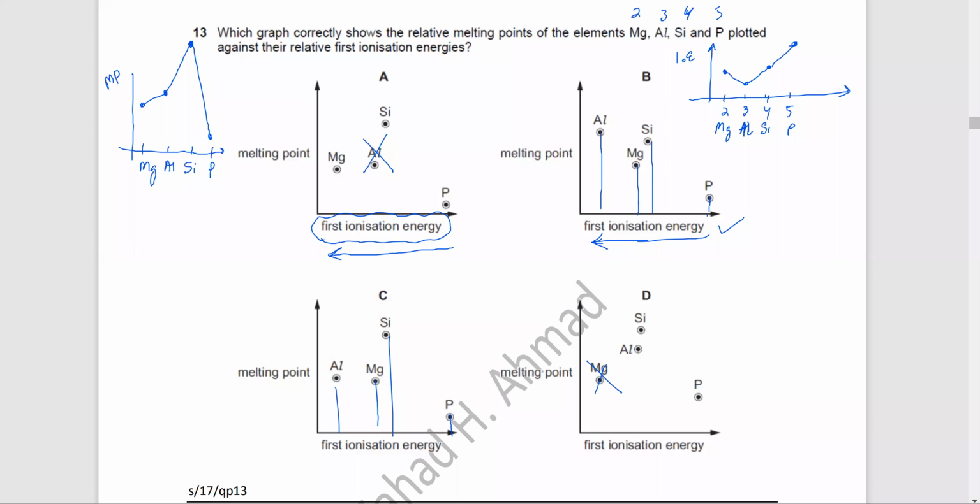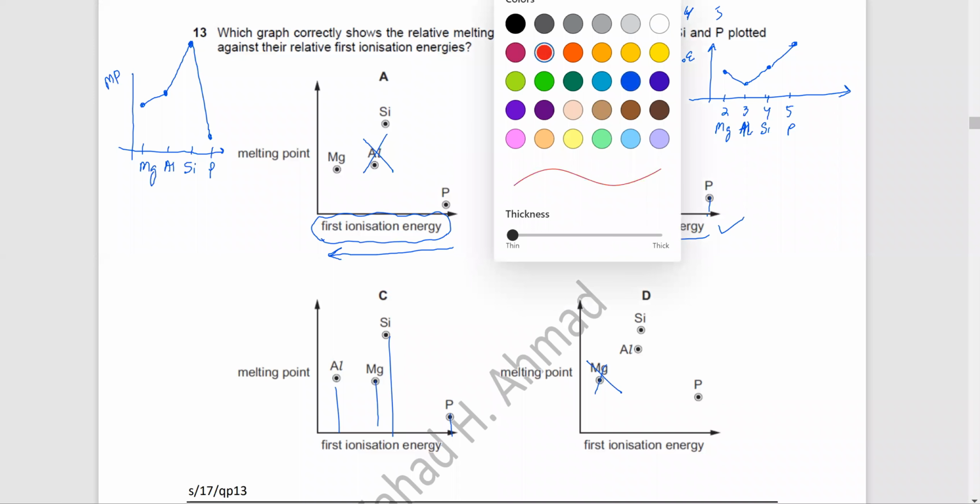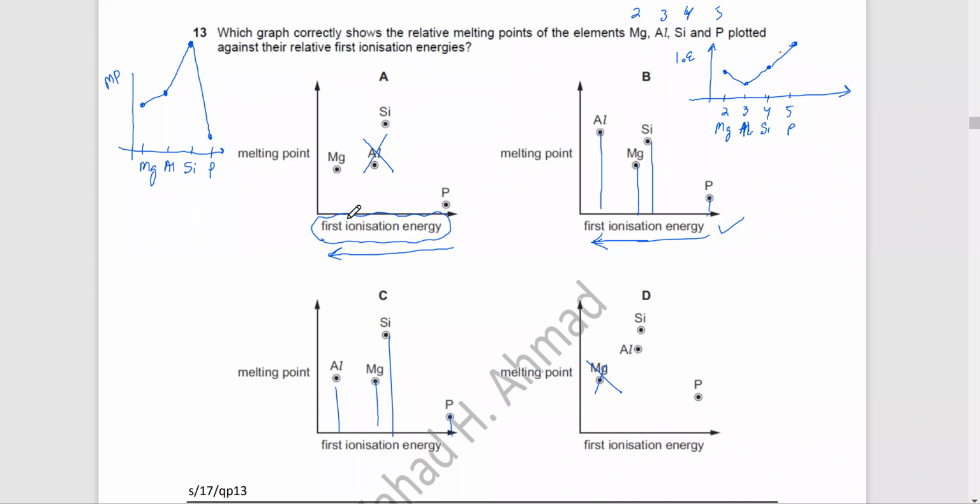So now I'm going to focus on the other axis. Okay, now in this direction. So who has the lowest melting point? It's phosphorus, right? So on the vertical axis, you have melting points. Phosphorus should be right at the bottom. So this makes perfect sense.